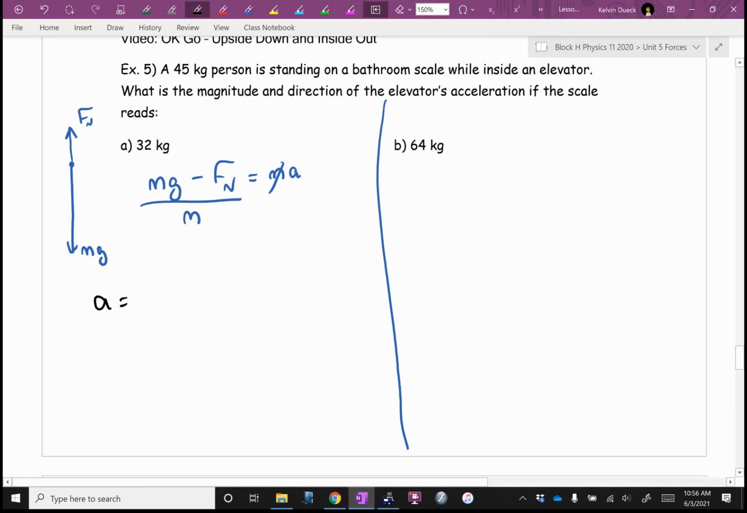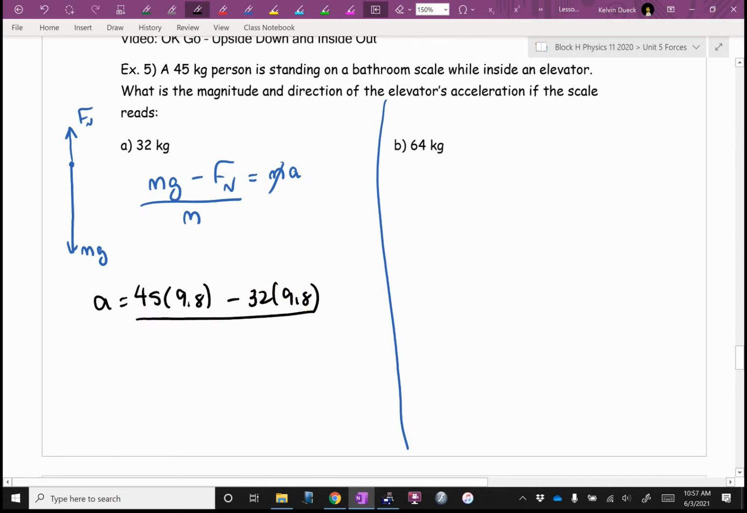Sarah, what's the mass of this person? 45. What's G? 9.8 minus, what's the normal force? How do I know it's not 32? If 32 was a force, what units would be next to it? Newtons. What does it say? I gave you the scale reading. How do I convert kilograms into newtons? It's going to be 32 times 9.8. That's what the normal force must have been.